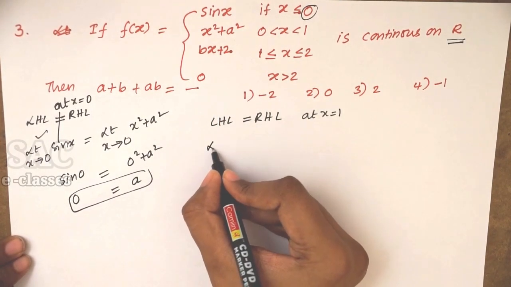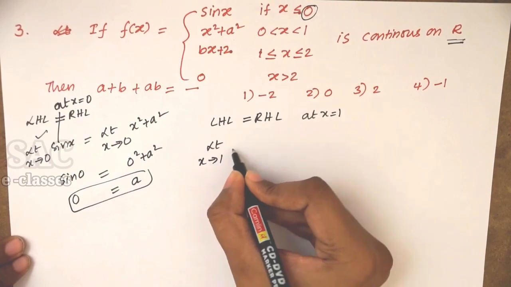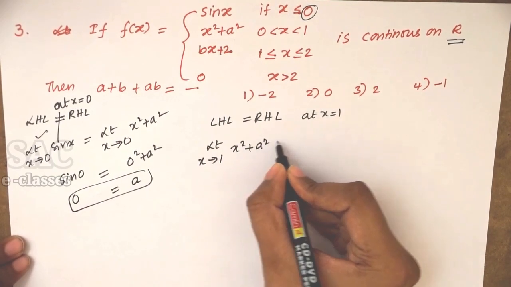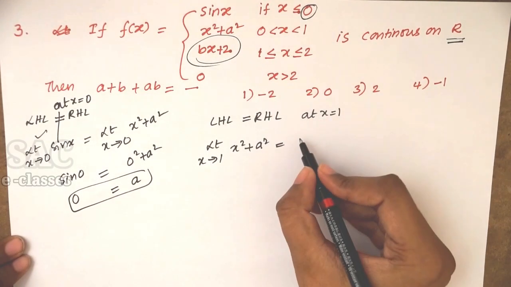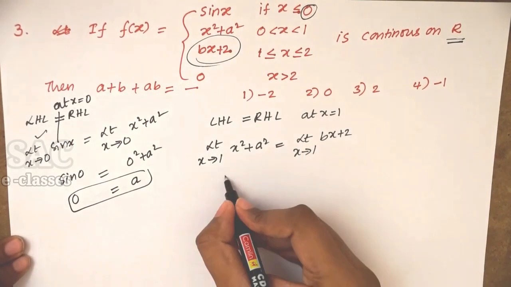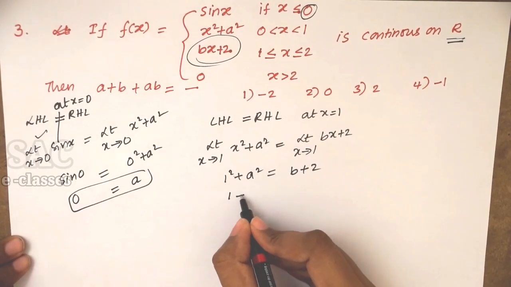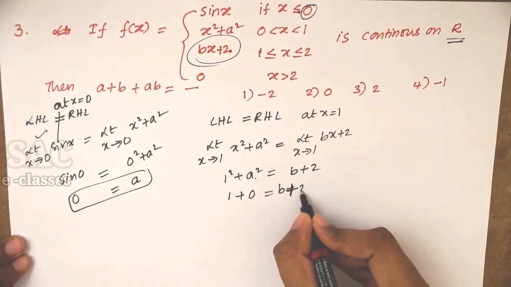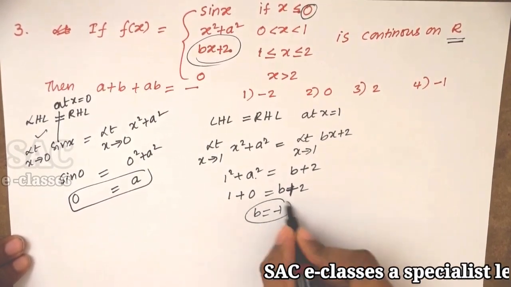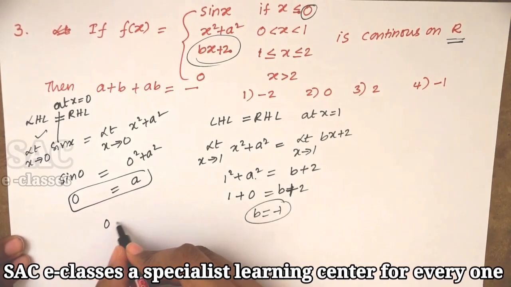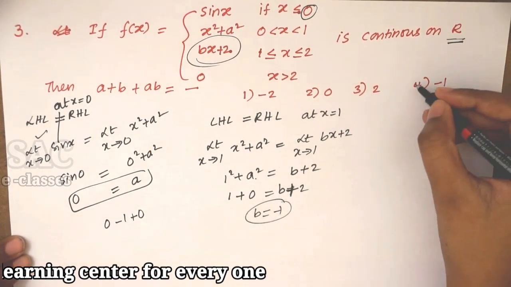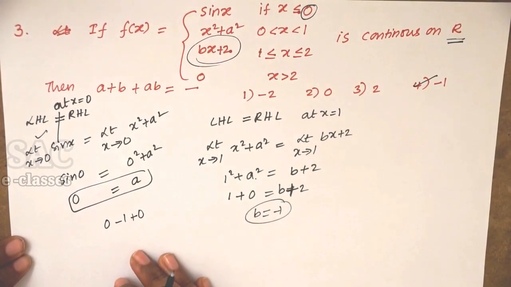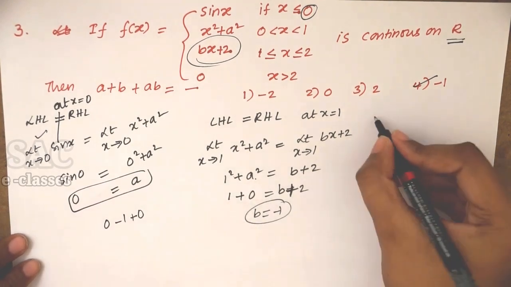Now here limit x tends to 1, x square plus a square is the left hand limit. RHL, can you say that? Now it is bx plus 2. But you know that a is 0. So b value is minus 1. Now apply that: 0 minus 1, 0 minus 1, minus 1 into 0. Answer is minus 1. Then what will happen if we take that at 2?